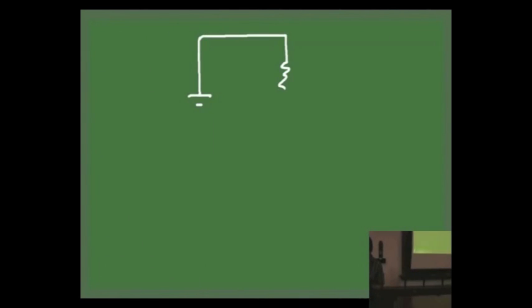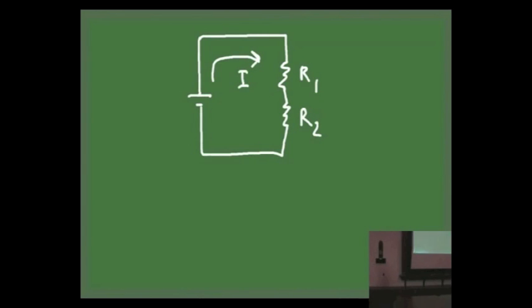So one more time, same circuit, R1, R2. This is a source of confusion for people. This is the direction of the current in that circuit.